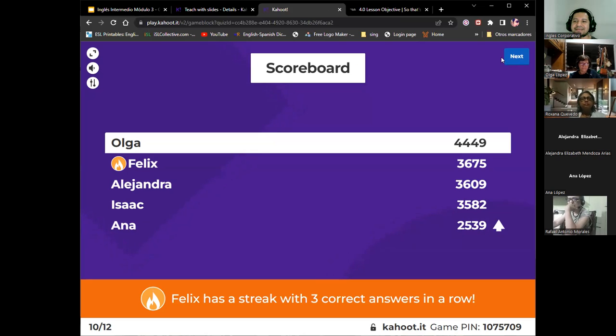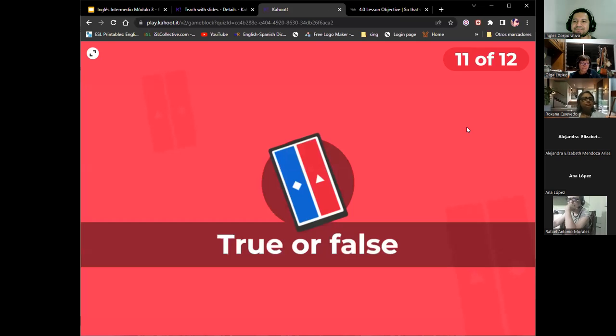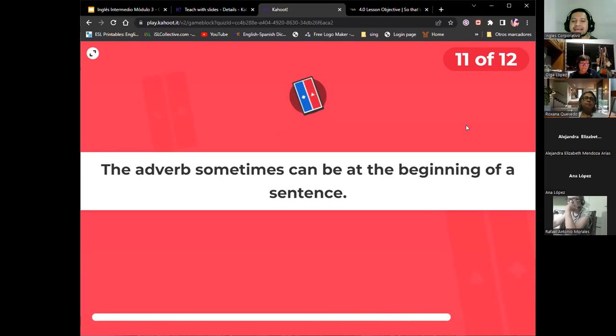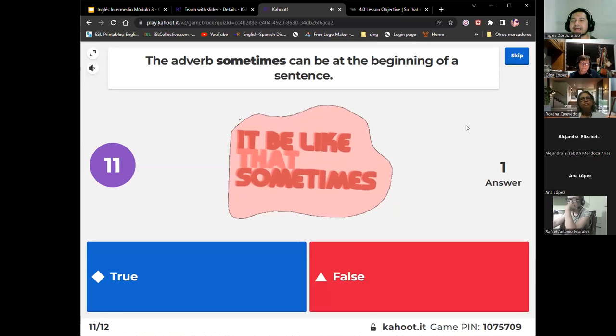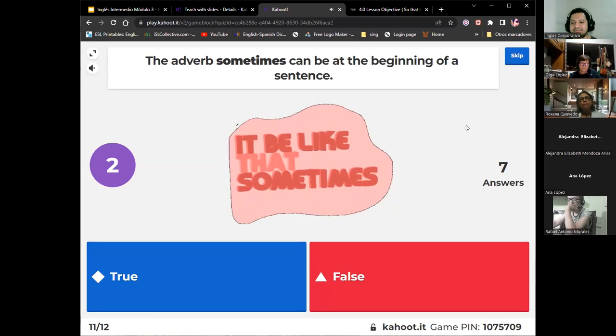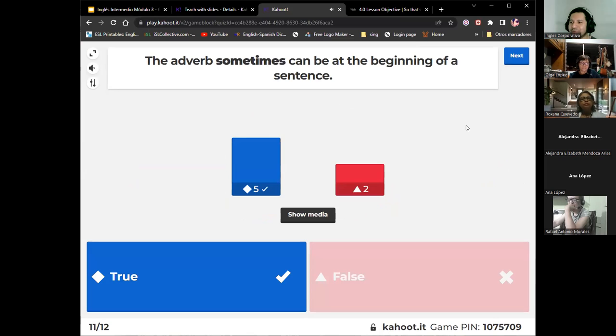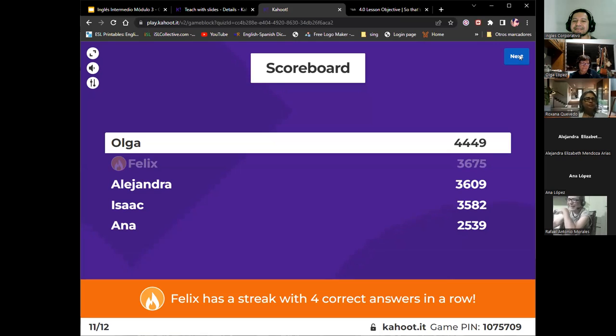Felix is on fire also, let's see. We almost finish. The adverbs sometimes can be at the beginning of a sentence. El adverbio sometimes, a veces puede ir al principio de la oración, falso o verdadero. True, very good, true, because it's an adverb, right? Y la última, vamos a ver ya la última. Very good.